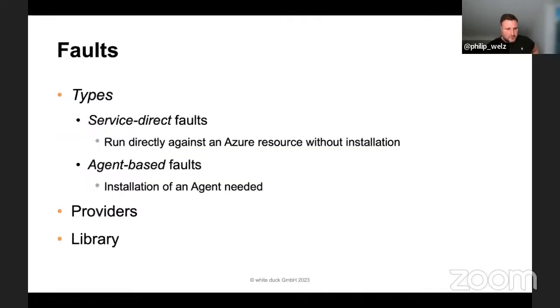Next slide, please. The core and most used concepts here are faults. We have two types of faults. We have service-direct faults, which run directly against Azure resources and don't need installation. And we have agent-based faults, which need the installation of an agent. Basically, for VM or compute workloads, we will use the agent-based faults. We have fault providers, which we will look at later, and we have the fault library, which defines which faults are available for injection on services.